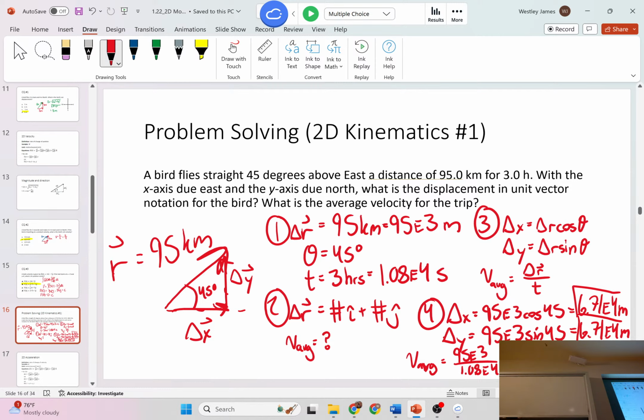Can a bird go 22 miles per hour? Yeah, it can go 22 miles per hour. That's a reasonable answer. If your bird is going 70 miles per hour, that's not realistic. If your bird is going 1 mile per hour, maybe, I don't know if they can fly going that slow. So again, this is helpful. Every physics problem, this isn't just math.